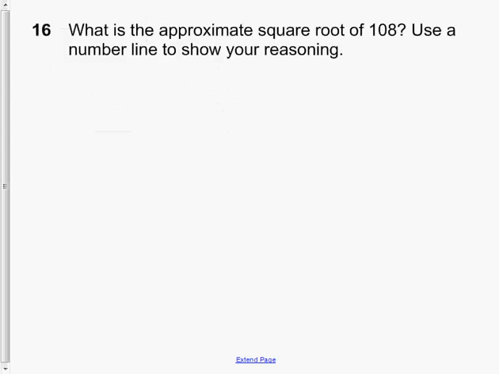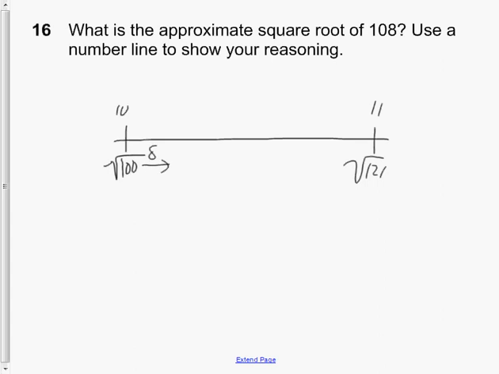Question 16, what is the approximate square root of 108? And use a number line to show your reasoning. So if I take my number line, what two perfect squares is 108 between? Well, the square root of 100 is 10, and the square root of 121 is 11. So 108 is only 8 away from 100, and it's 13 from 121. So it's closer to 10, probably around 10.3, 10.4, something like that. And that's the answer for question 16. Right? It's in between, it's 10 decimal something, but it's closer to the square root of 100 than it is to the square root of 121.